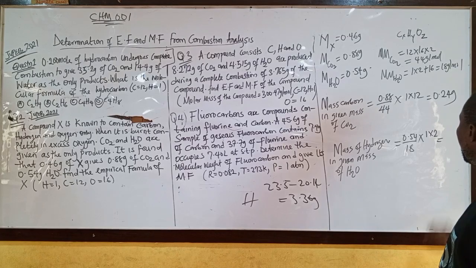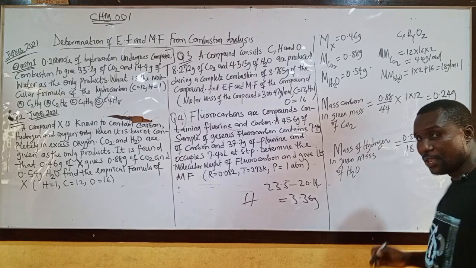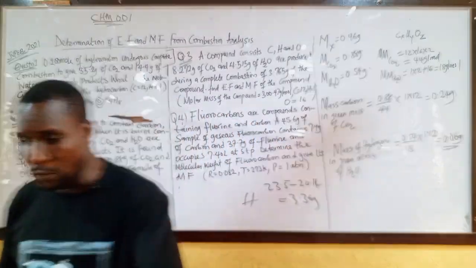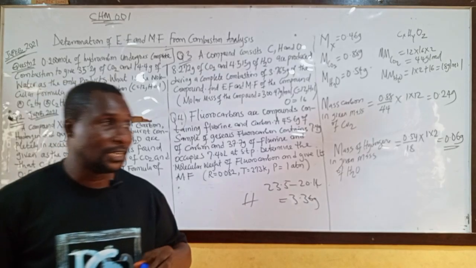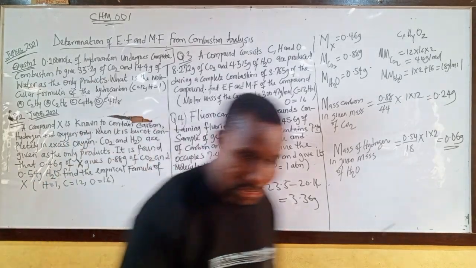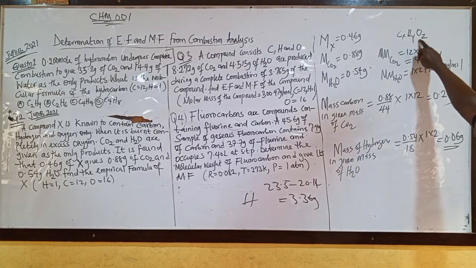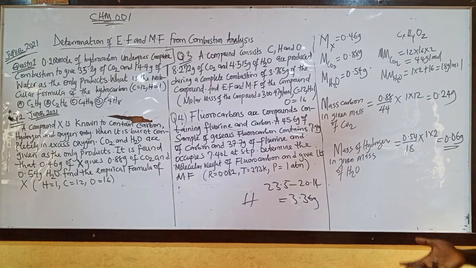This will give you 1.8, which gives you 0.06 gram. Then listen, but we need the mass of oxygen also.